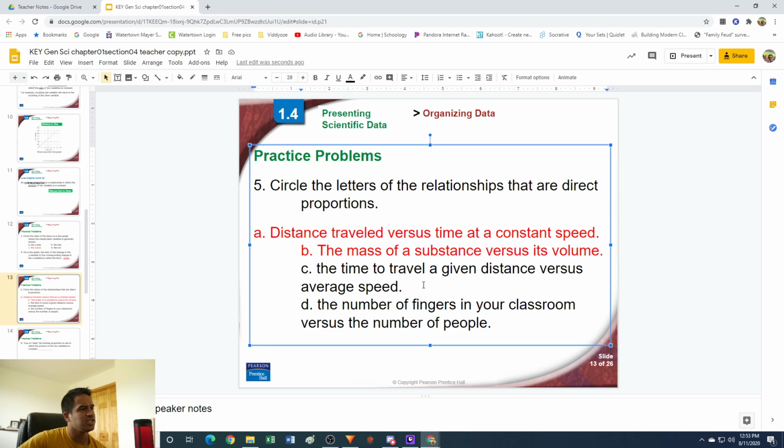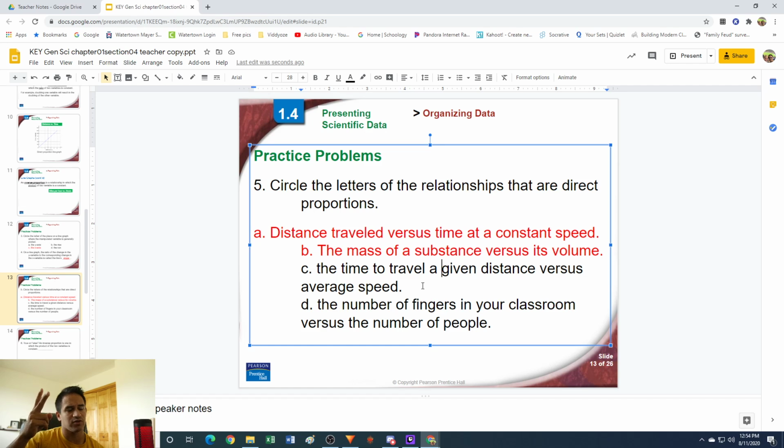Letter C, the time to travel a given distance versus average speed. So let's say it takes you an hour to travel somewhere. The time to travel a given distance. So let's say that we're traveling 1 mile, and our average speed is 60 miles an hour. So the amount of time that it takes to travel that is going to be small.